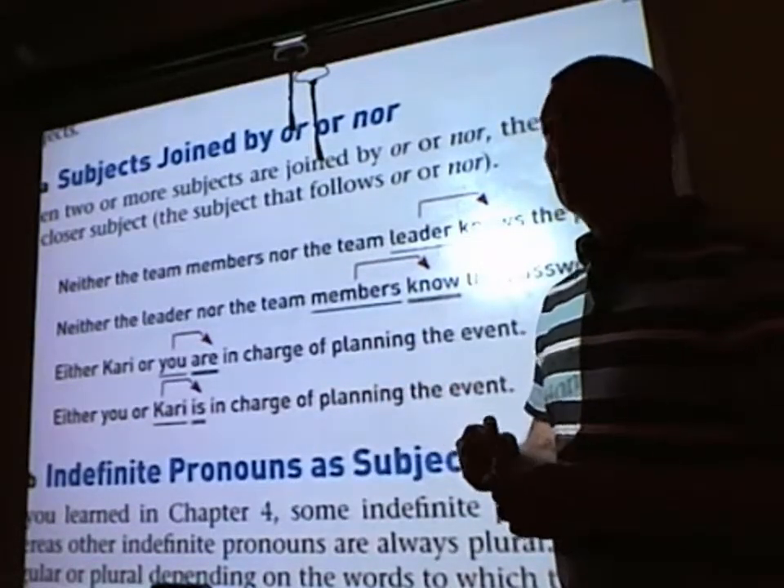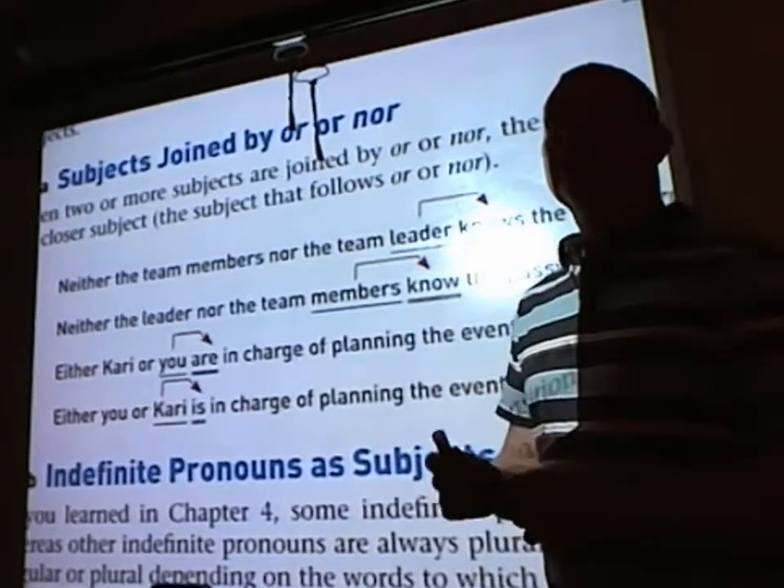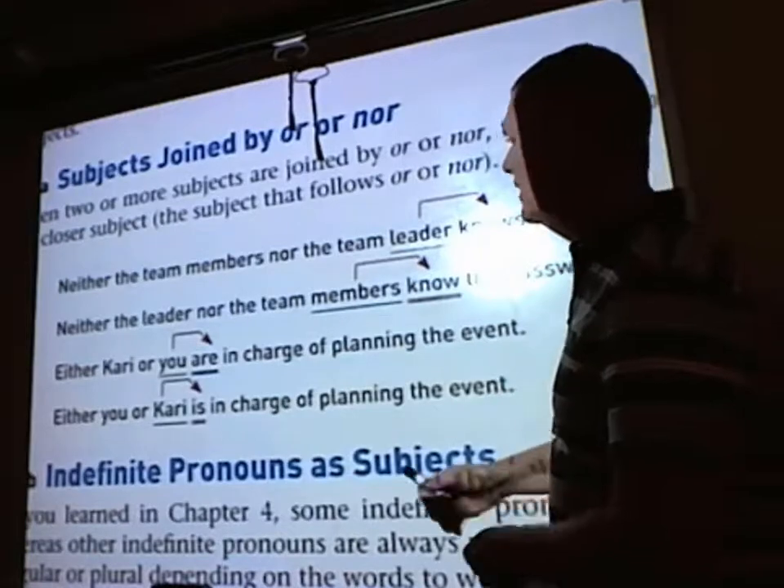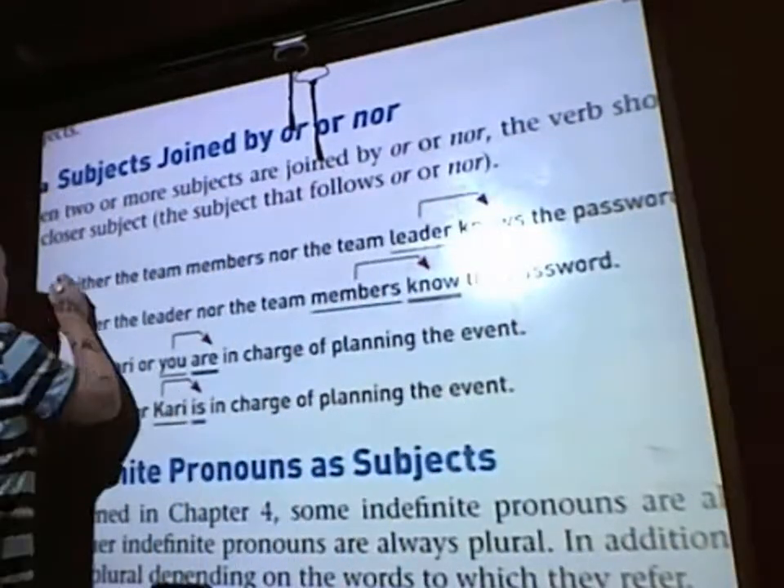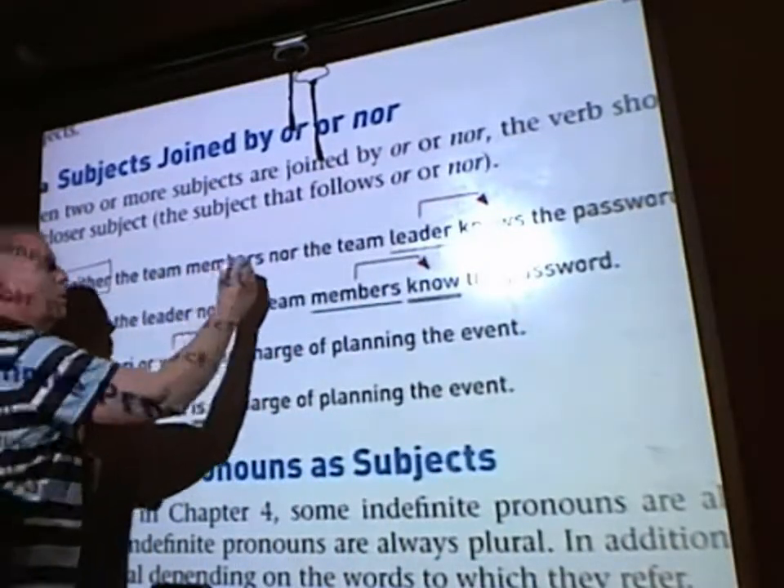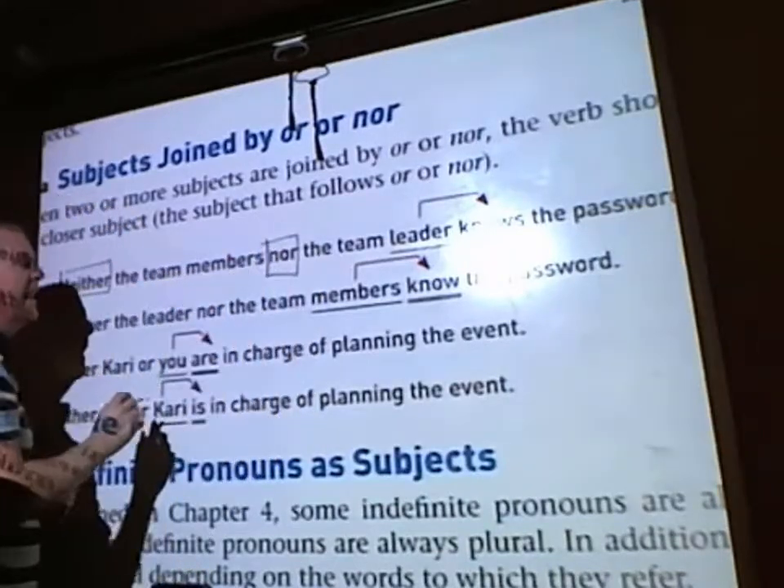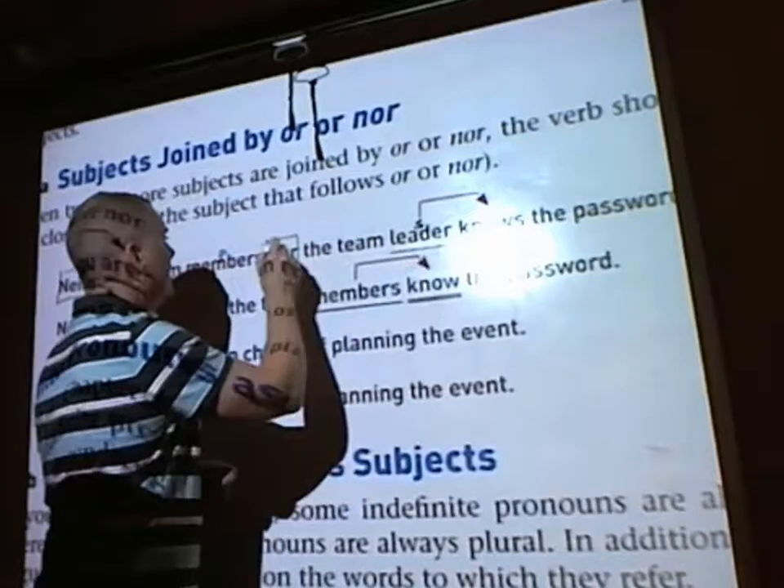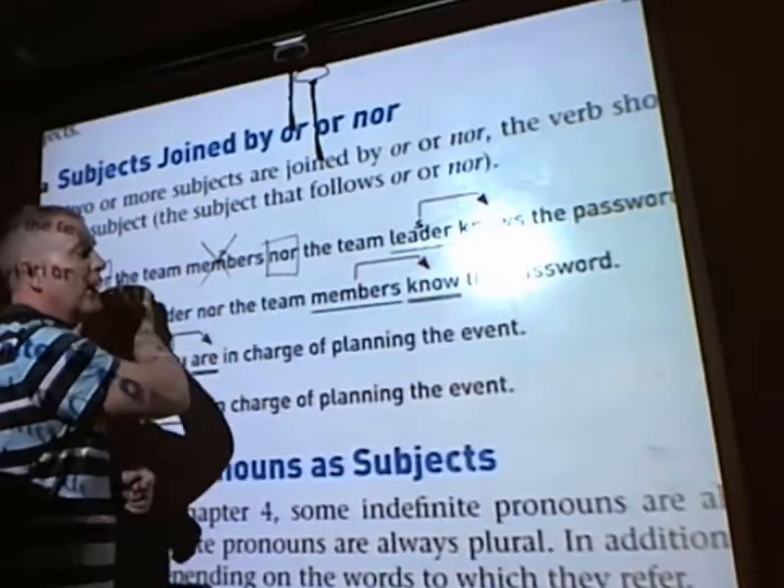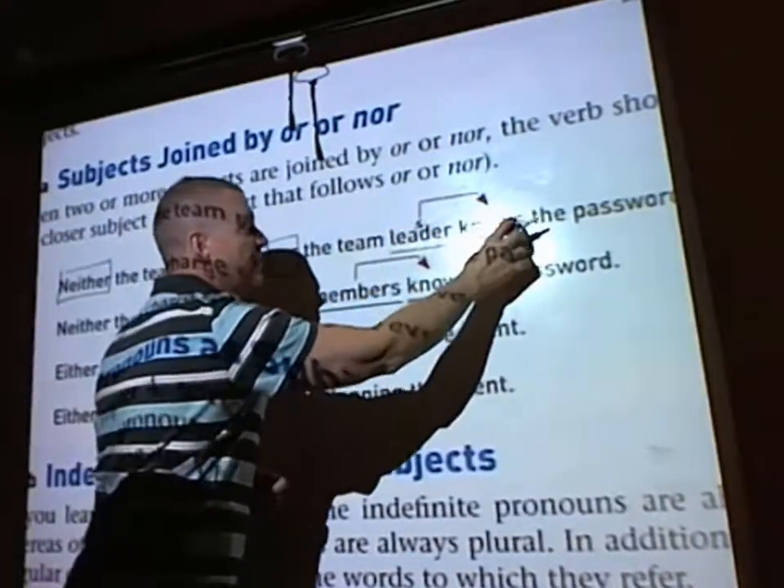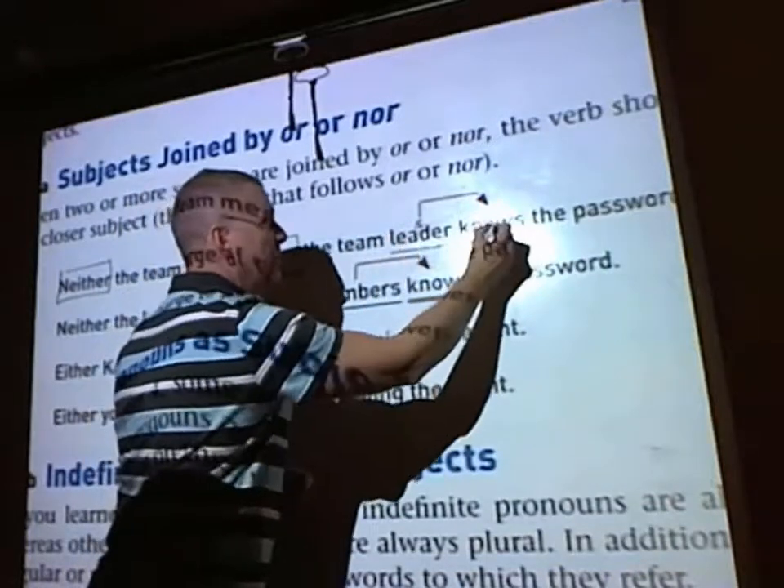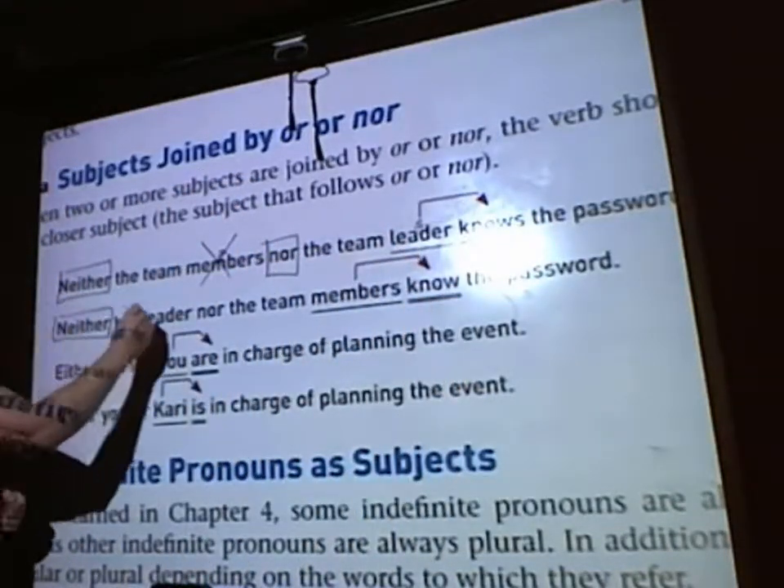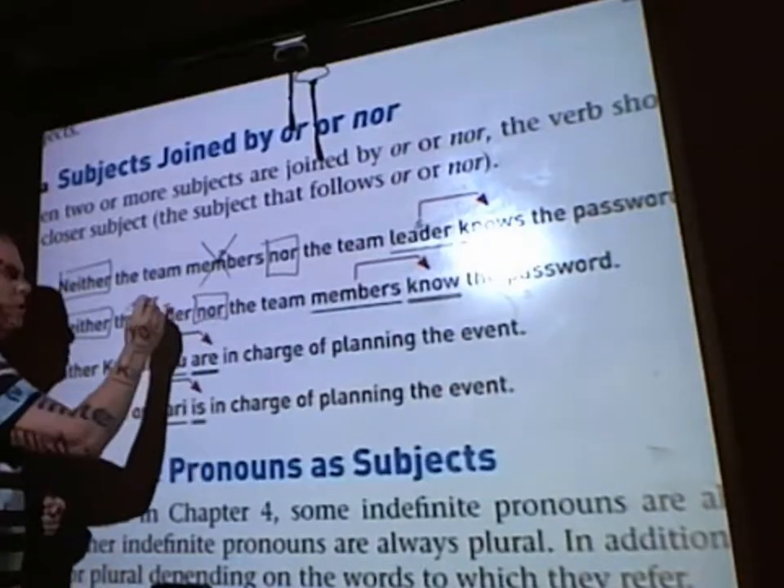So in this particular case, neither nor. Okay, we have members, which is plural, and leader, which is singular. This one doesn't matter because it's one or the other and it's the one closest to the verb. So leader is singular, so we need a singular verb. Neither nor, the leader, which is singular, and now members, which is plural. Since this one is closest to the verb, make the verb plural.